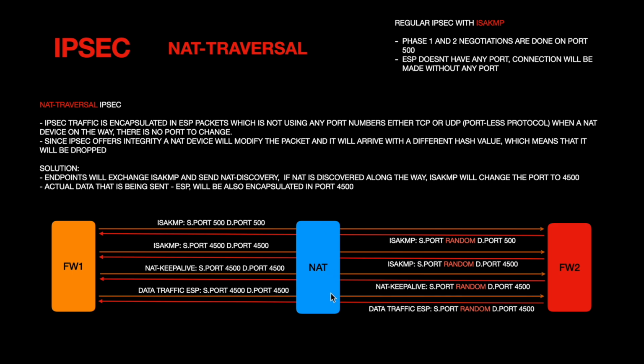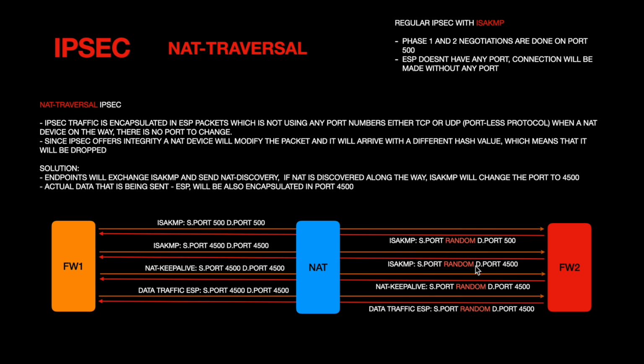The packet will arrive at the NAT device, and it will generate a new packet with a random port. Since NAT traversal is also enabled on the responder, it will know that the packet was traveling via a NAT device, and it will inform the initiator. So in that case, the initiator will send the packets using port 4500. Also, the negotiations will be done using port 4500.